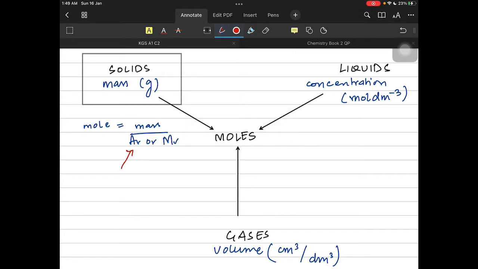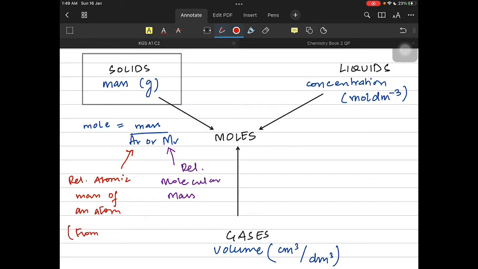Recalling that Ar means the relative atomic mass of an atom, obviously of an atom, while Mr means the relative molecular mass. Obviously this is for compounds, molecular mass. So in today's video we're going to see how to find out the relative molecular mass, because Ar is already in the periodic table. The Ar values are already from the periodic table. But we'll see how to find out the relative molecular masses, and we'll see how to find out the number of moles.